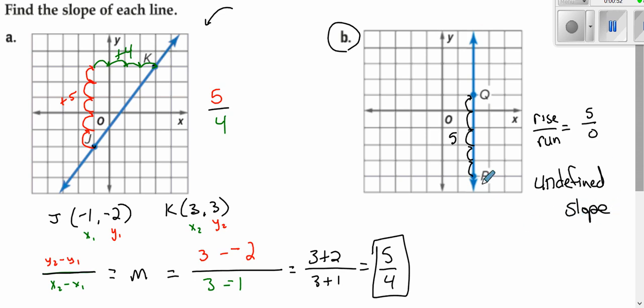Any line that is vertical has undefined slope. Not 0 slope, undefined slope. Okay? So anytime you have a vertical line, undefined slope.